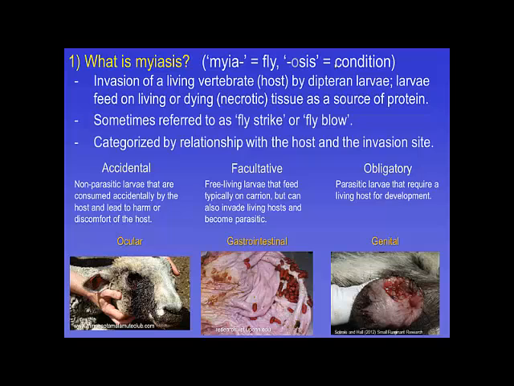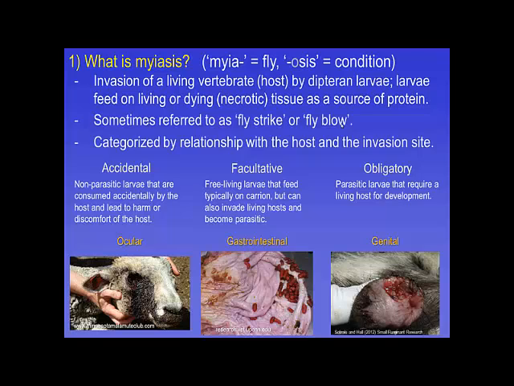So we've talked about dipterans that feed on blood as a source of protein. In this condition, the dipterans are feeding on a living vertebrate, so feeding on the flesh of that vertebrate, whether the flesh is alive or is dead. Now, you may have heard of this condition in other terms. It's sometimes referred to as fly strike or fly blow as a common name.